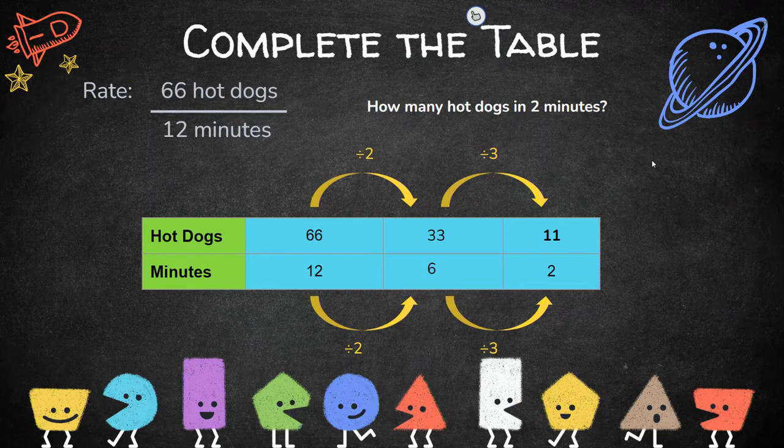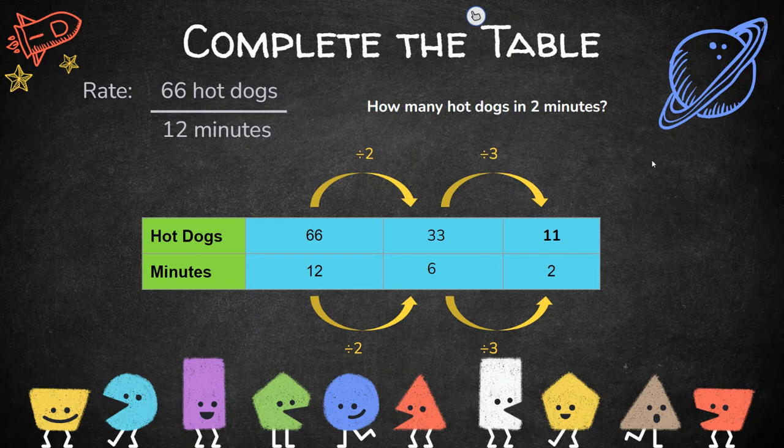All of these are equivalent ratios. Can you go from 12 to 2? What would you divide by? 6. Divide 66 by 6. What would you get? So these are all equivalent ratios.